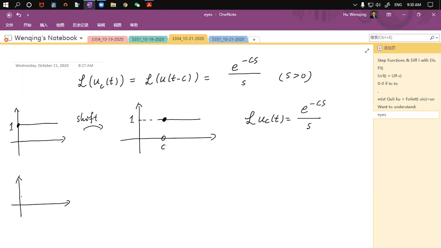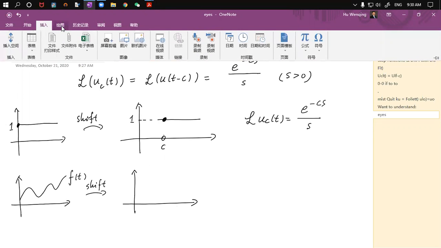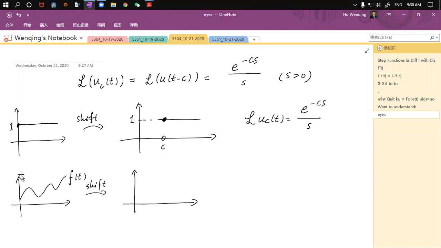But then we're going to consider some very general shifts. What is a very general shift? Well, it means you have a very general function of t. If you shift this function to the right by a magnitude c, then what's going to happen? Let me try to shift this function. I will copy this function, just one moment.